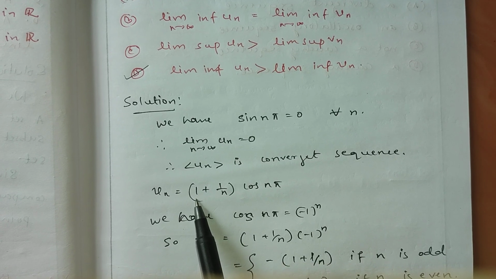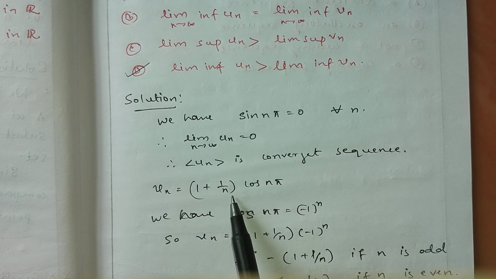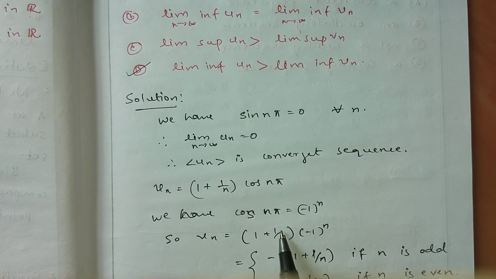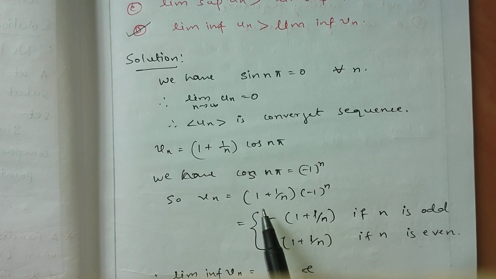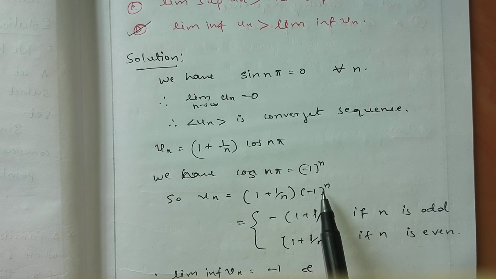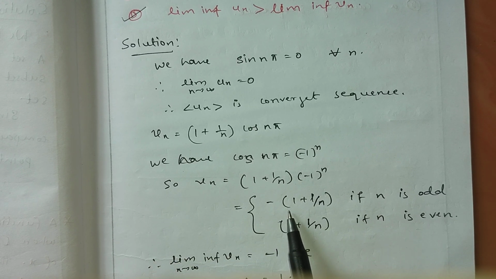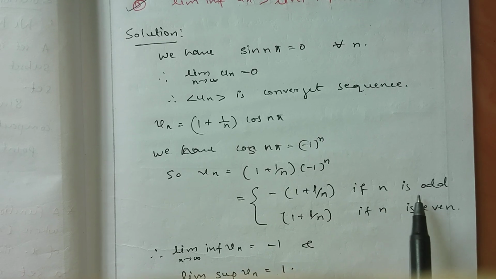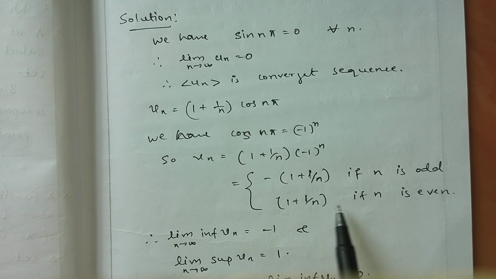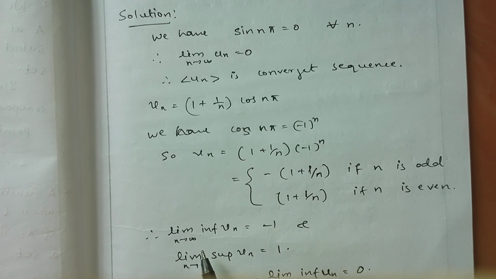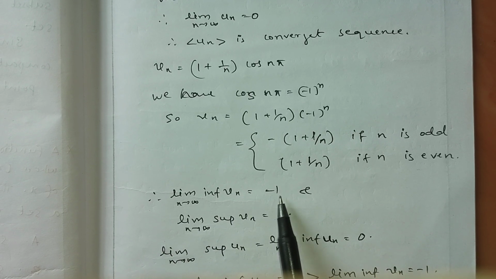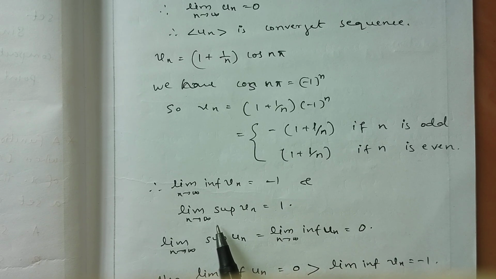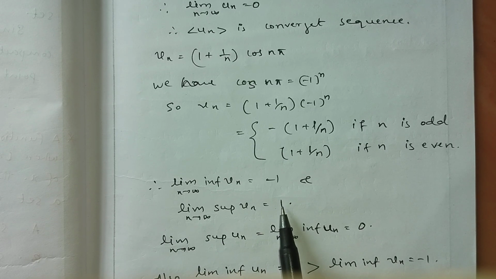Next, v_n is equal to (1 + 1/n) cos(nπ). We have cos(nπ) equal to (−1)^n. So, v_n is equal to (1 + 1/n)(−1)^n, which is equal to −(1 + 1/n) if n is odd, and 1 + 1/n if n is even. Therefore, the limit of the infimum of v_n is equal to −1 and the limit of the supremum of v_n is equal to 1.